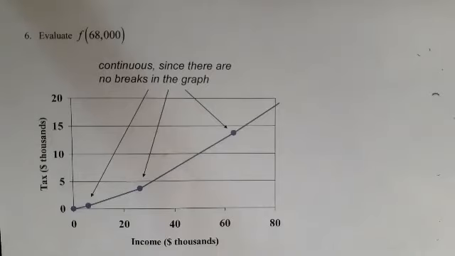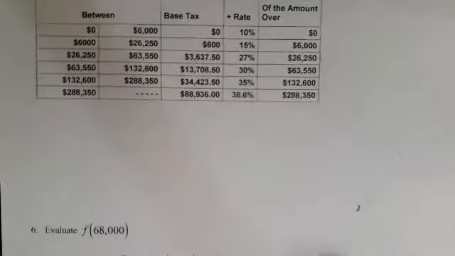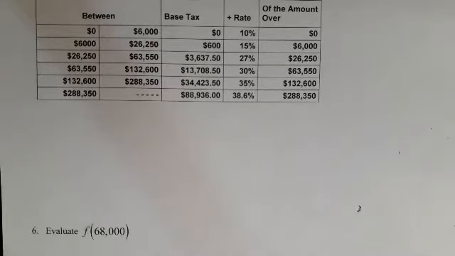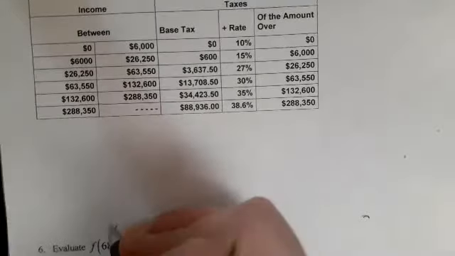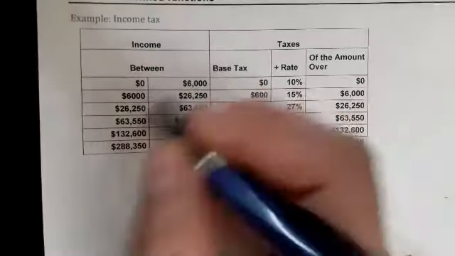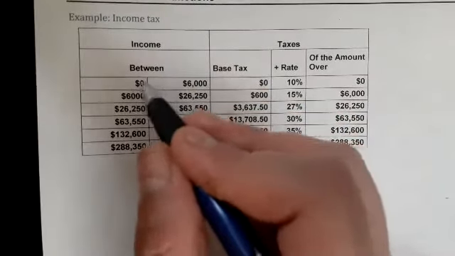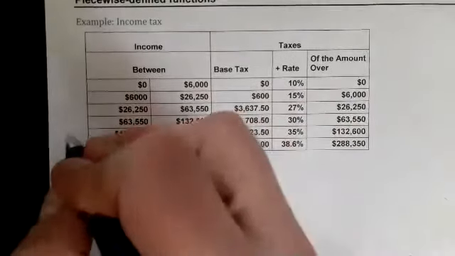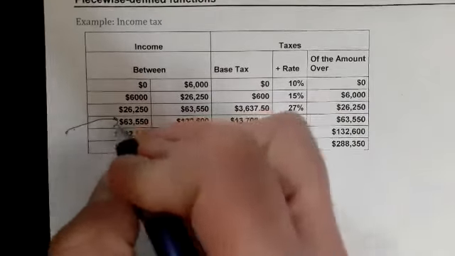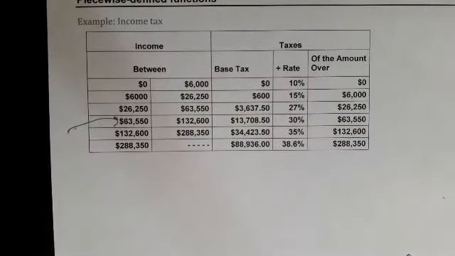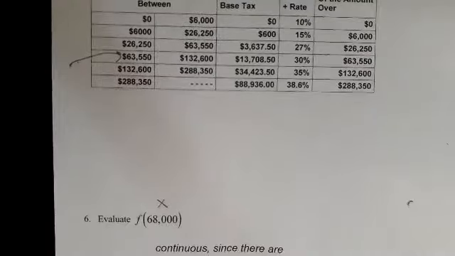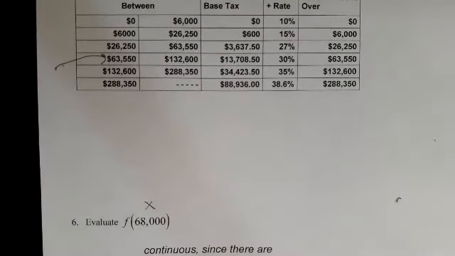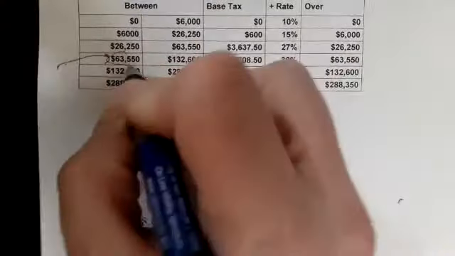Okay, so now we want to crunch this f of 68,000. So if you're making 68,000, this is like my x value. So this is sort of like those brackets like we were seeing earlier. We're looking at these ranges in our domain, these values that the domain goes from. So 68,000, I believe, is going to put us right into this. It's going to be between 63 and 132, right? Okay. So this is the line that we want to look at.